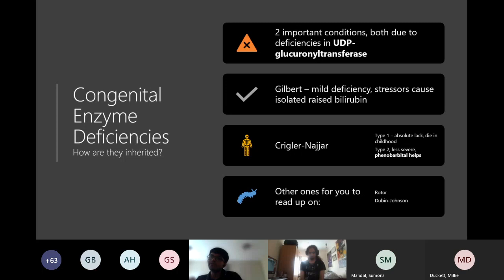And then you have a more severe type called Crigler-Najjar. Type 1, they just have none of this enzyme, so they die as a child. And type 2, it's less severe and you can extend their life with phenobarbital.